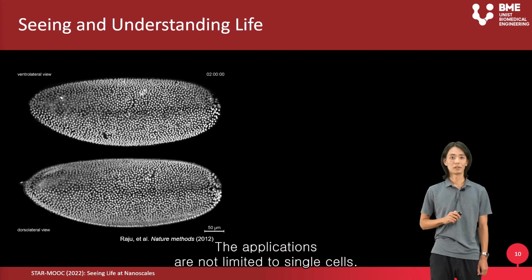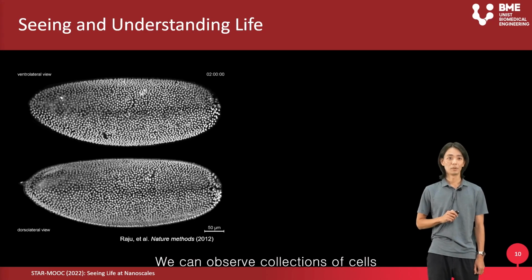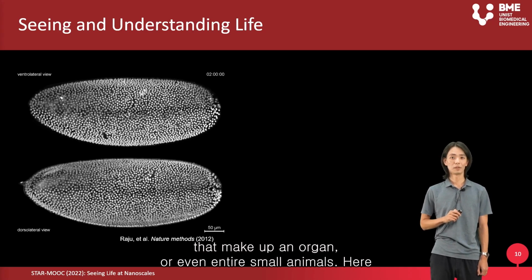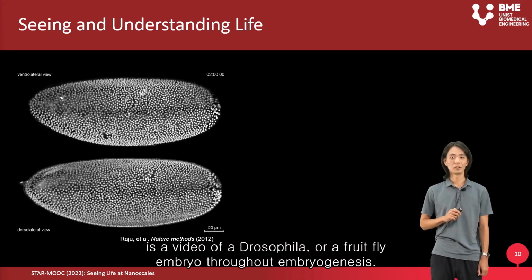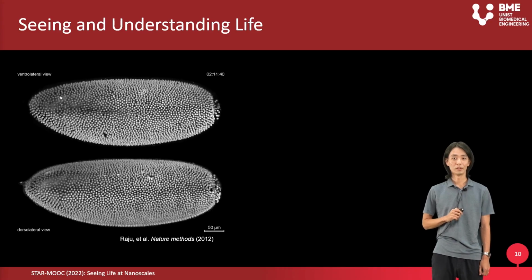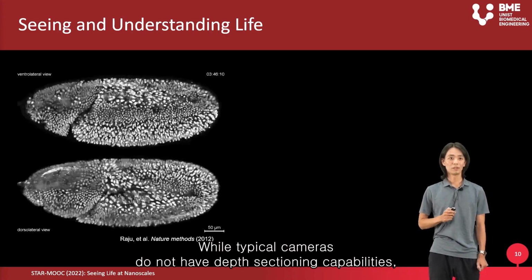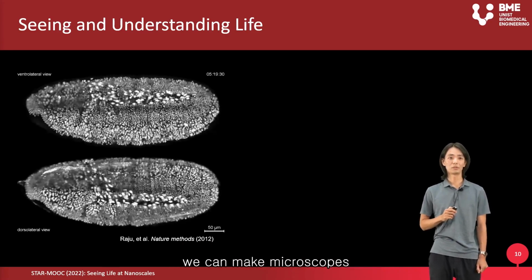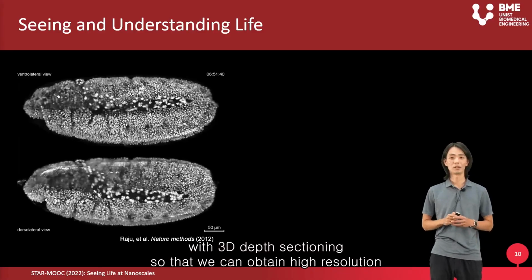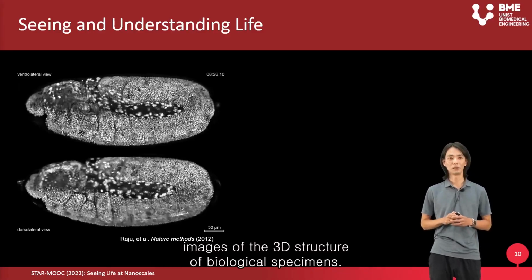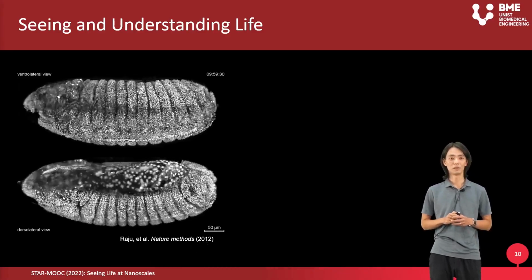The applications are not limited to single cells. We can observe collections of cells that make up an organ or even entire small animals. Here is a video of a Drosophila or a fruit fly embryo going through embryogenesis. While typical cameras do not have depth sectioning capabilities, we can make microscopes with 3D depth sectioning so that we can obtain high-resolution images of the 3D structure of biological specimens.